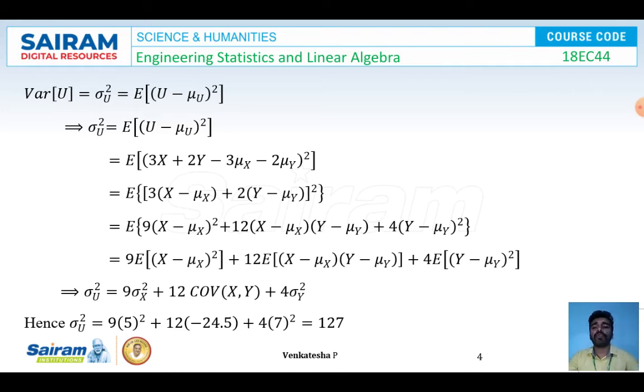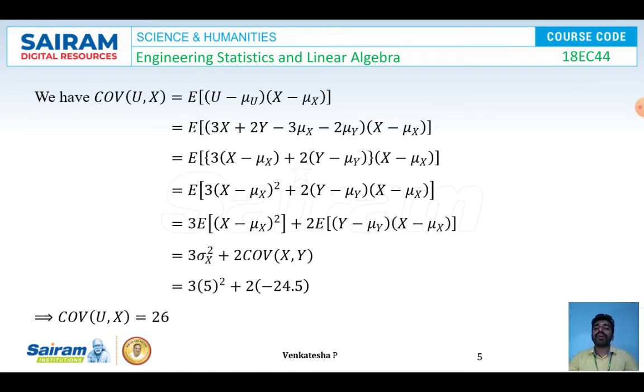So now I am going to find the covariance of u and x. It is given by expectation of u minus mu u, x minus mu x. So I am keeping x minus mu x as it is, replacing u as 3x plus 2y and replacing mu u as 3 mu x plus 2 mu y. So I got the equation expectation of 3x plus 2y minus 3 times of mu x minus 2 times of mu y into x minus mu x.